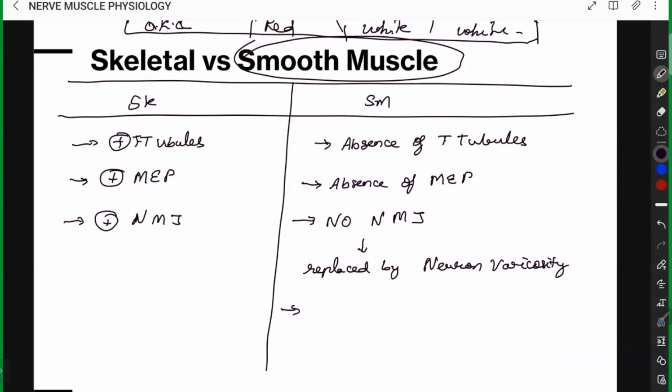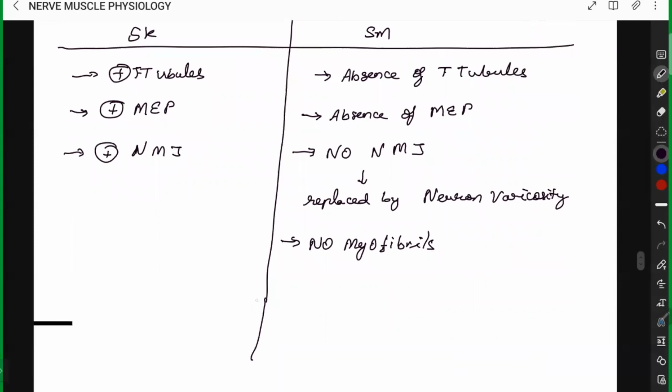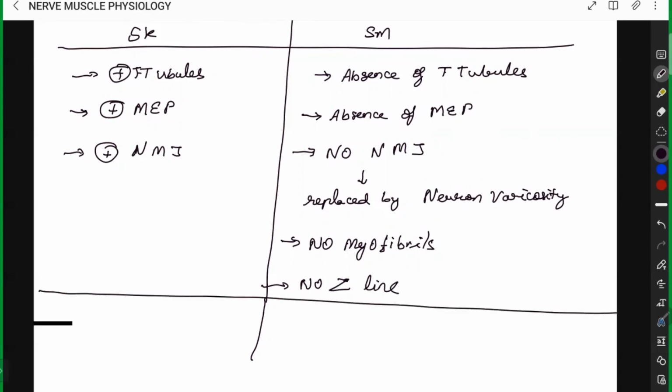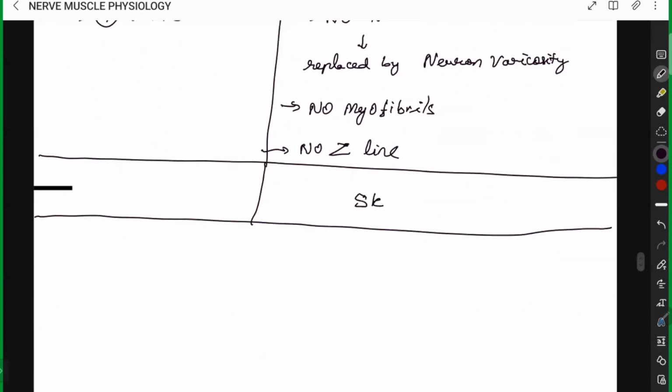Number 4, smooth muscle doesn't have myofibrils. Myofibrils have sarcomeres, and in myofibrils the Z line is present. So since there are no myofibrils, there is no Z line. That is the next thing you are going to remember. I am talking about smooth muscle here, and skeletal muscle there. There is no Z line.